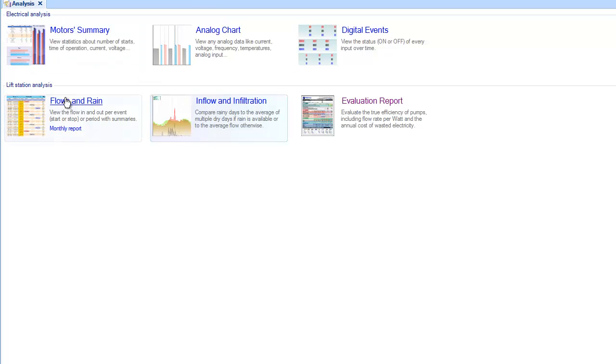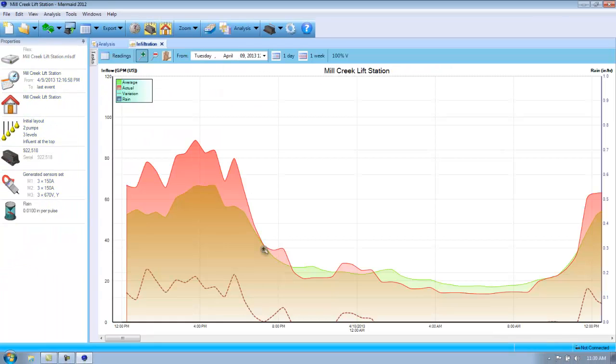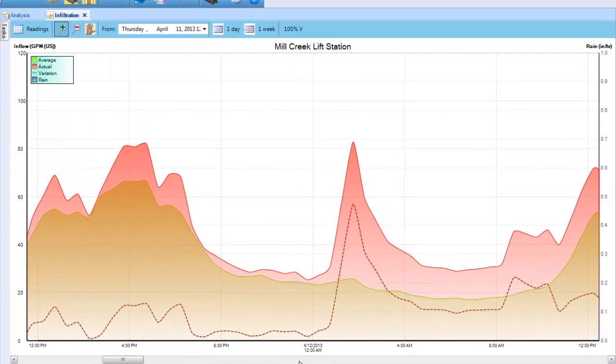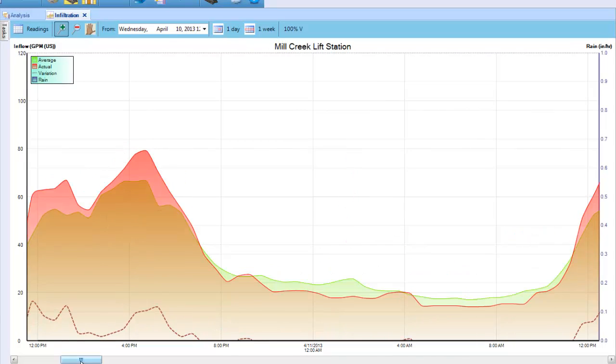The other one I like to show you, I'll go to the inflow and infiltration report. In inflow and infiltration, you see we have the diurnal flows of each day. Let me go back to one that shows the green. The green is the average flow per day for the length of the report. So what we're doing is averaging every day's flow and giving you a graph in green. Now the actual flow is in red. And of course, when it overlays on the green, it becomes brown. So this is the actual flow for the day.